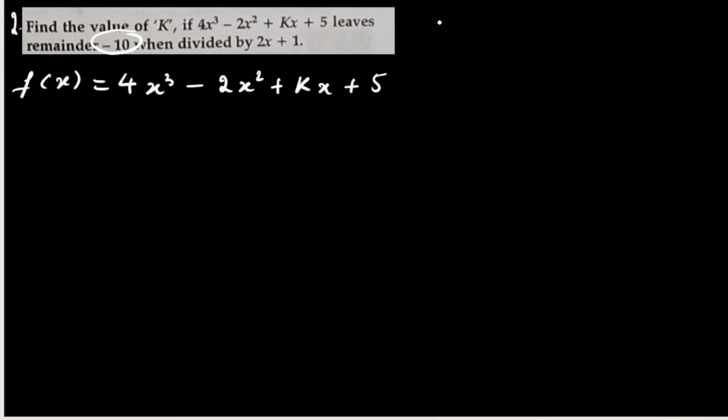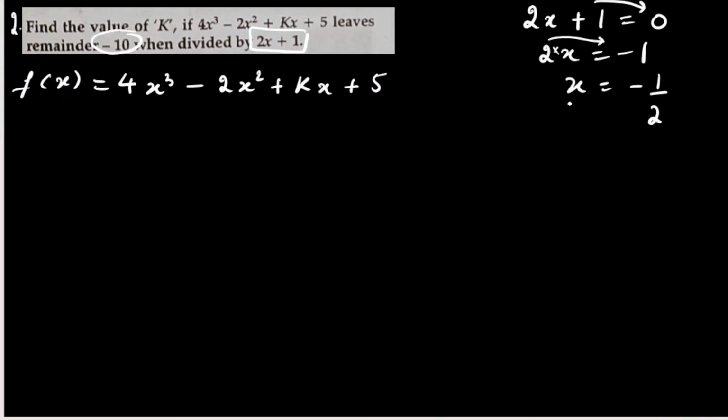In the previous question I gave you one way when it was a factor, so it was leaving remainder 0. Now it is leaving remainder minus 10. So the same concept we have to do. First of all, we have to find the value of x from the second polynomial, which is a linear polynomial. I'll equate this to 0 and find the value of x. First I'll shift 1 to the other side, so this is minus 1. Then 2x is equal to minus 1. This 2 also will shift to the other side. Here it's getting multiplied, when we shift it to the other side, it will get divided. So we found the value of x.